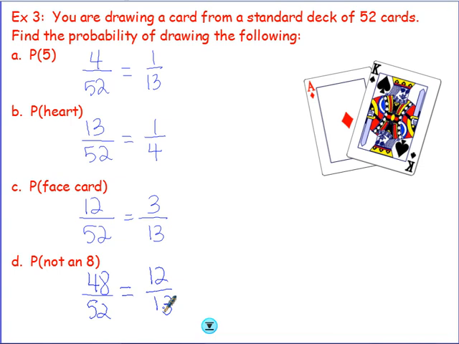So we're going to pause for a second. These have been your basic examples. These are the ones that are very just common sense. Can you count? Can you reduce? We're going to look now at a couple of words that are very important in probability.